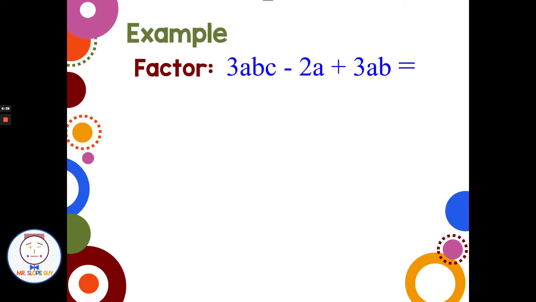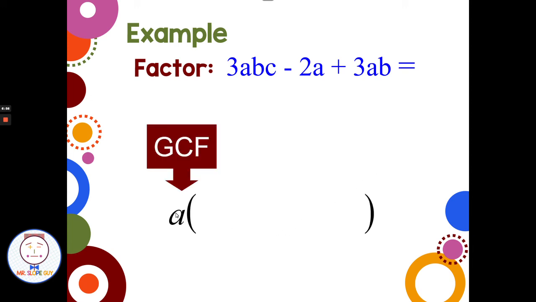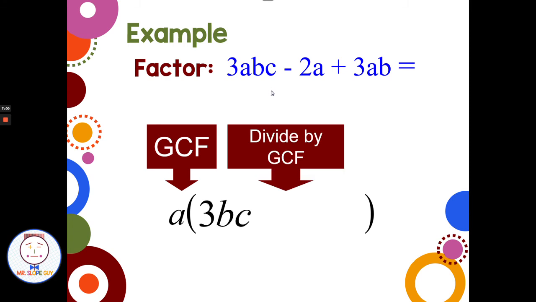How about this one? 3abc minus 2a plus 3ab. Well, the number part really only has a 1 in common, but if I look at the variables, they all have a in common. So in this case, I'm just going to use the GCF of the variable a. Then I ask myself, what times a is 3abc? Well, that's 3bc. What times a is negative 2a? Negative 2. And what times a is 3ab? 3b.